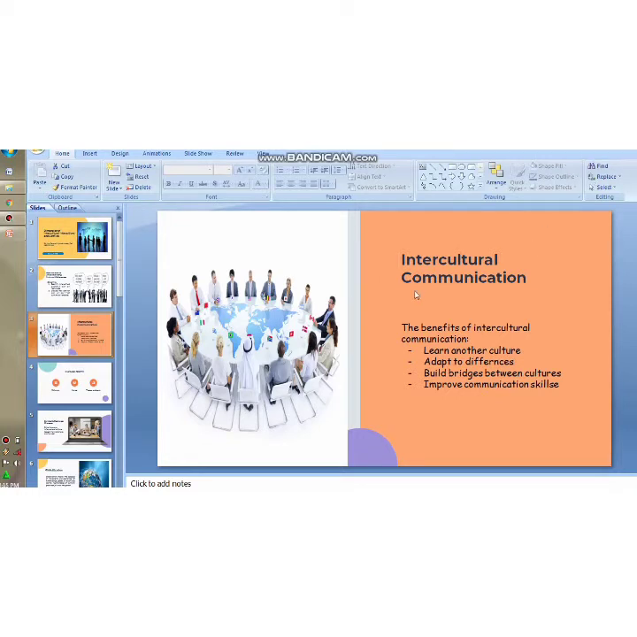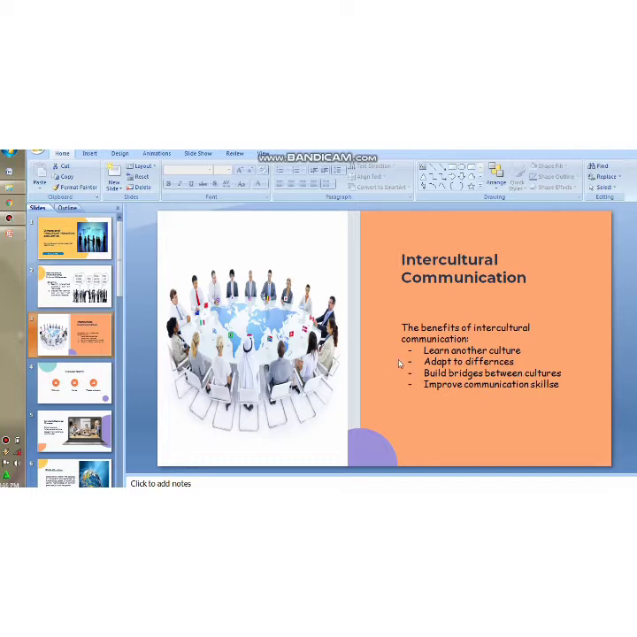Here are 4 benefits of intercultural communication. The first is learn another culture. When communicating with people of other cultures, we can learn about various cultures. This is a good thing because it can reduce racist behavior. Racist people usually have the mindset that other cultures have stereotypes, even though these stereotypes are not necessarily true. By doing a lot of cross-cultural communication, we can reduce this wrong paradigm.